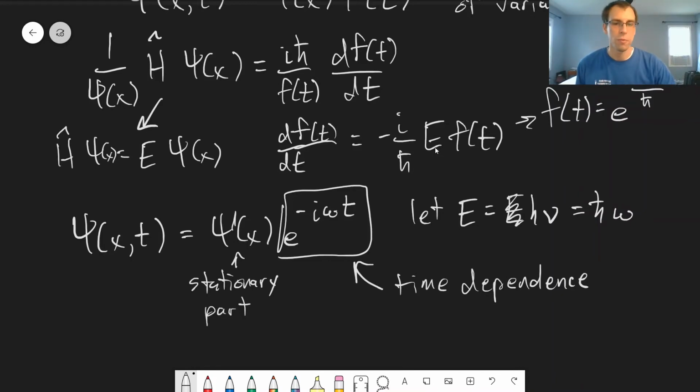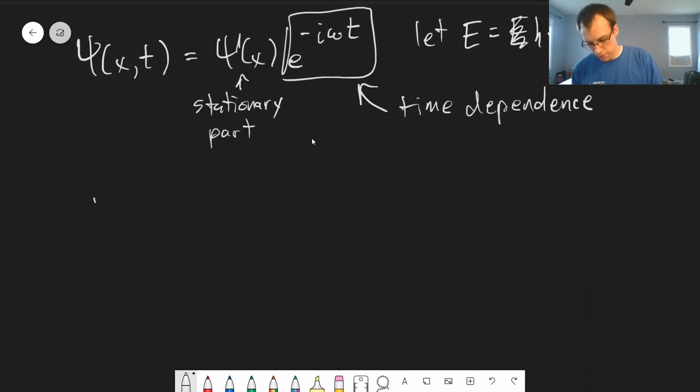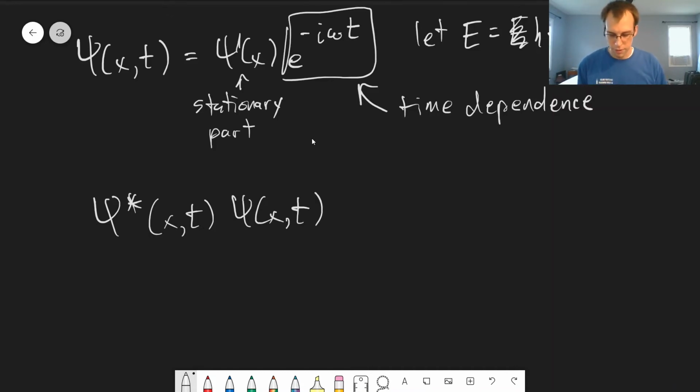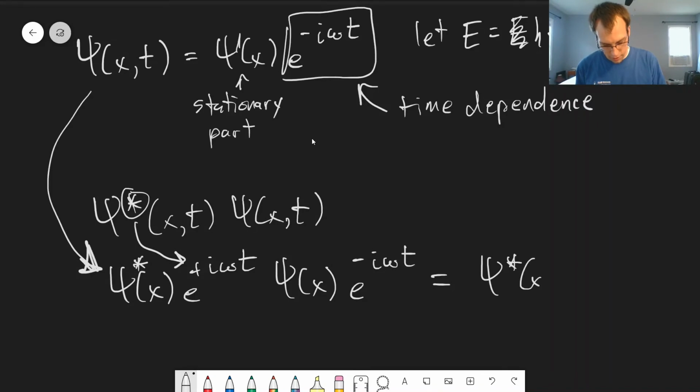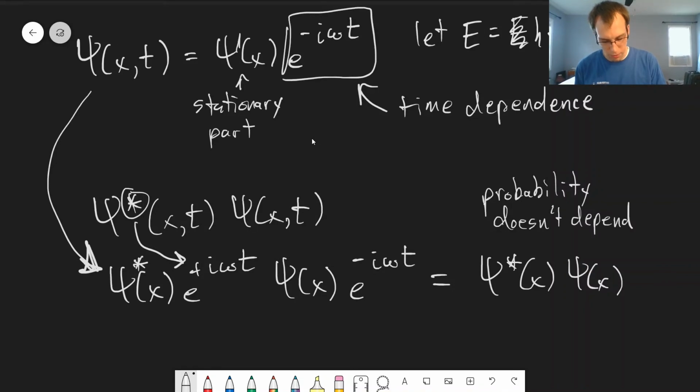Now, the reason we can ignore this is if we're just interested in probability distributions. So if we take psi star of x and t times psi of x and t, let's look at this probability distribution. For any generic wave function, we'll have an e to the positive i omega t here, plugging in this equation. But because of the complex conjugate, we switch the sign on i. And then we'll have the same psi of x, and e to the negative i omega t over here. When we multiply all this together, we get psi star of x psi of x. And so our probability distribution doesn't depend on time under these assumptions that we have.